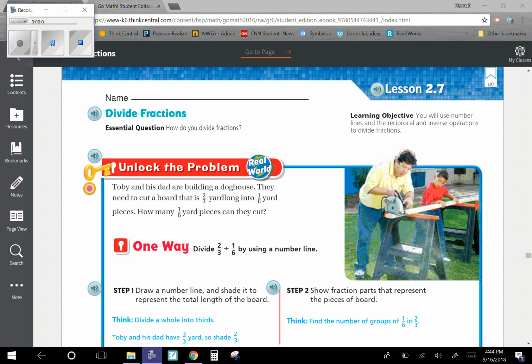Chapter 2, Lesson 7, Divide Fractions. Our learning objective is you will use number lines and the reciprocal and inverse operations to divide fractions.